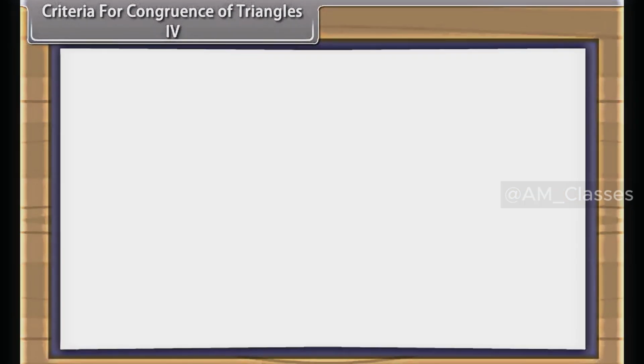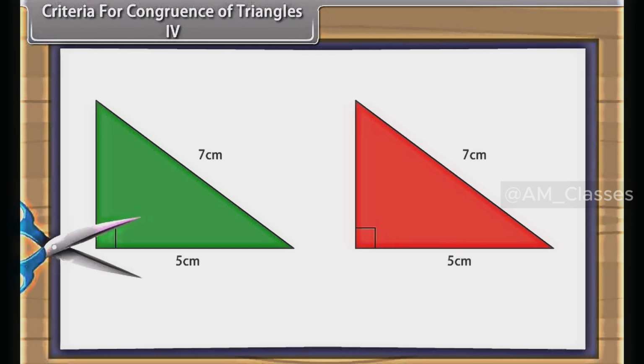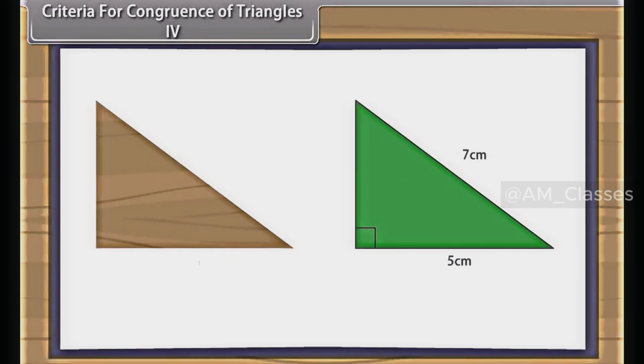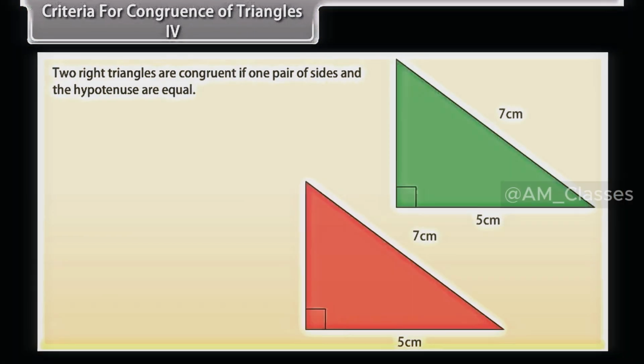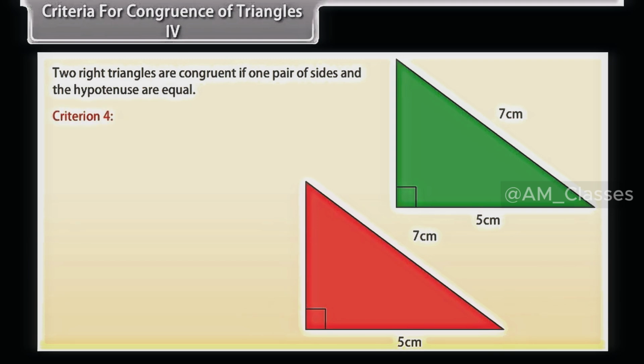Criteria for congruence of triangles 4. Now construct 2 right-angled triangles with hypotenuse equal to 7 cm and one side equal to 5 cm each. Cut them out and place one triangle over the other with equal side placed on each other. We will observe that the 2 triangles cover each other completely and so they are congruent. Or we can say that 2 right triangles are congruent if one pair of sides and the hypotenuse are equal. This we have as criterion 4.